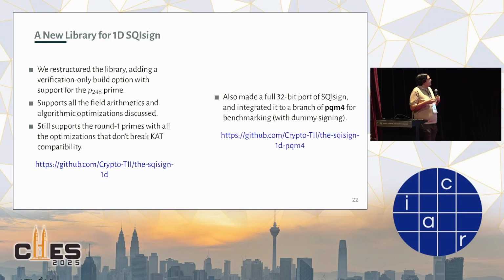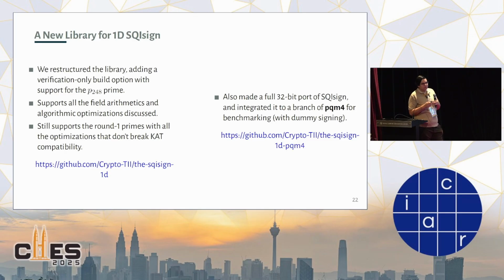All right, so for the library, we restructured the entire library, and we added a verification-only build option. And to this build option, we added support for the new P248 prime. However, we still support all the primes from the original round 1 submission, and those benefit from all the improvements as long as they are improvements that do not break backwards compatibility.